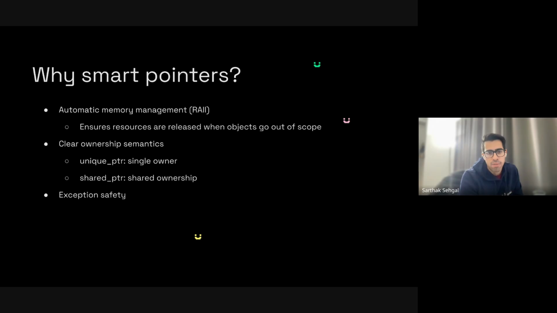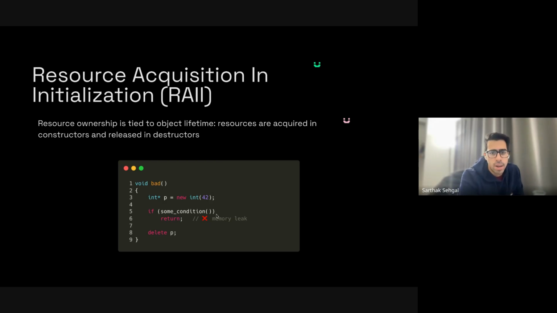And then related to the first point of automatic memory management is exception safety. Whenever an exception is thrown at any code path, it guarantees that the memory is released. So let's understand RAII with an example.